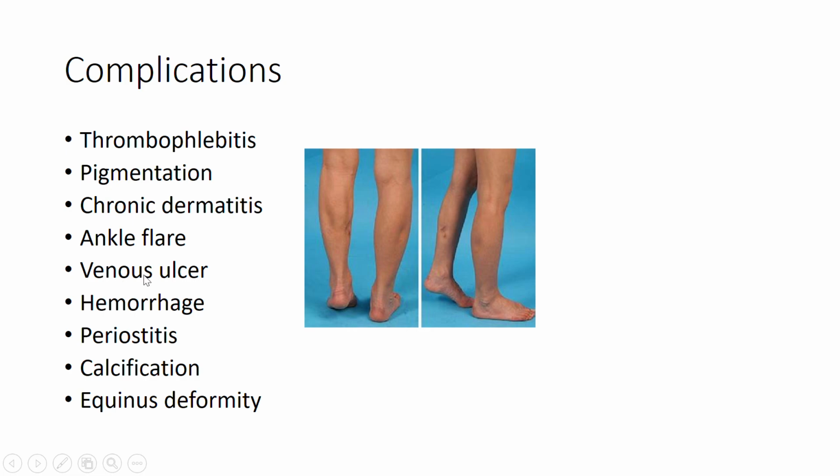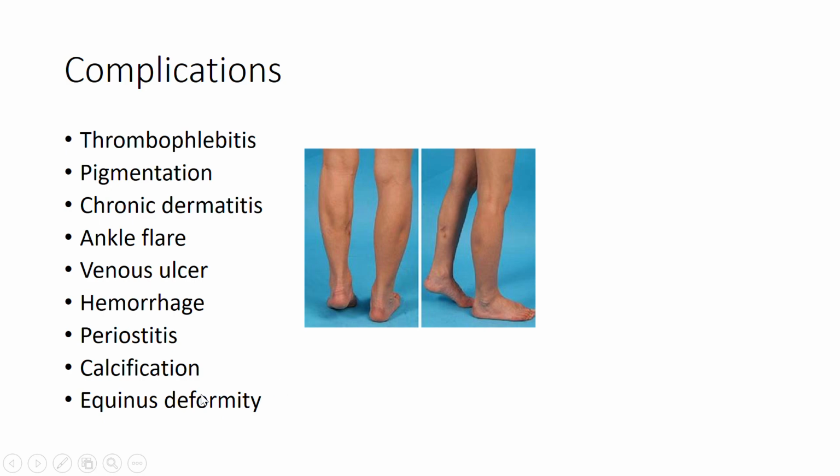Periostitis is if there's a long-standing venous ulcer and if it goes deep, it can also involve the bone and it can cause periostitis. Calcification of the varicose veins is also a very common complication. Another complication is equinus deformity.